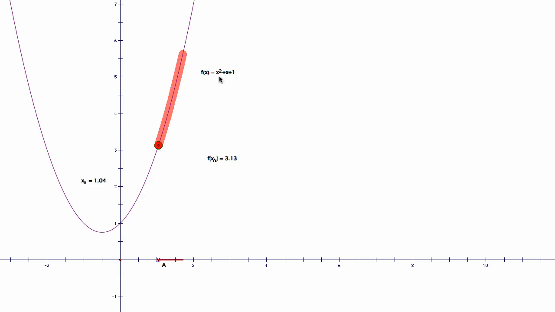I could plug this function into my calculator and plug in values that get really close to 1 and show that those values are getting really close to 3. Your y values would be getting really close to 3. If you don't know how to do that, I show a couple of examples in the previous videos, so you can go back and look at those if you need to.